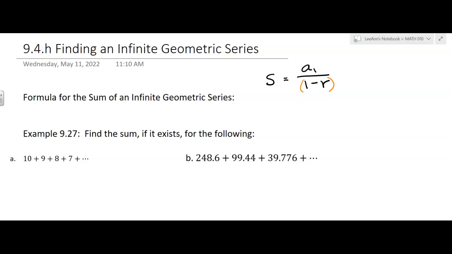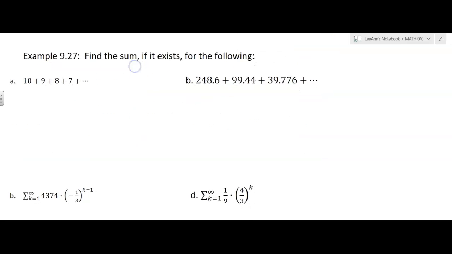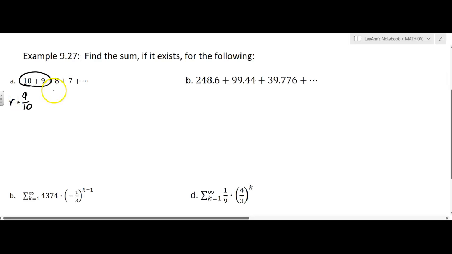Find the sum, if it exists, for the following. Okay, so first you have to decide, is this an infinite geometric series? So if you look at 9 over 10, if we're thinking it's geometric, that'd be the ratio. And then this is 8 over 9. Okay, no, this is not geometric. So we're done.